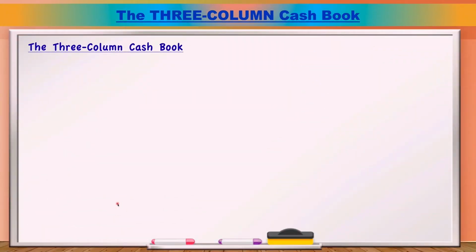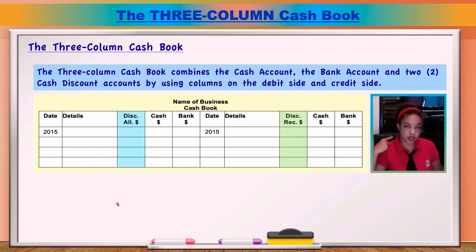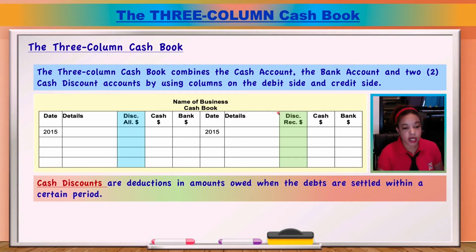So, three-column cash book. The three-column cash book combines the cash account as usual, just like the bank account, just like the two-column, and now the third one is reserved, as we said, for your cash discounts, which would be a discount allowed, which you are seeing here on the debit side, and your discount received, which you are seeing on your credit side. Two different discounts. They are still cash discounts, but they are different accounts. All righty. So cash discounts are deductions in the amounts owed when the debts are settled within a certain period.